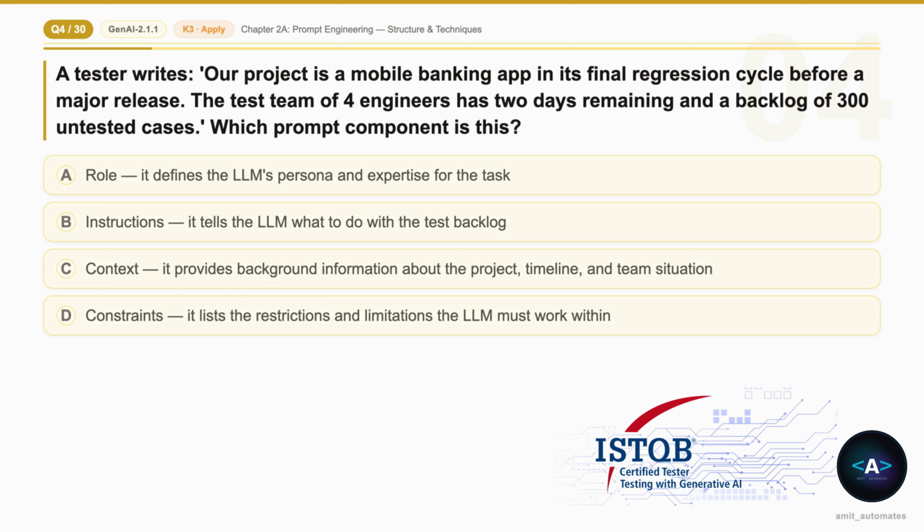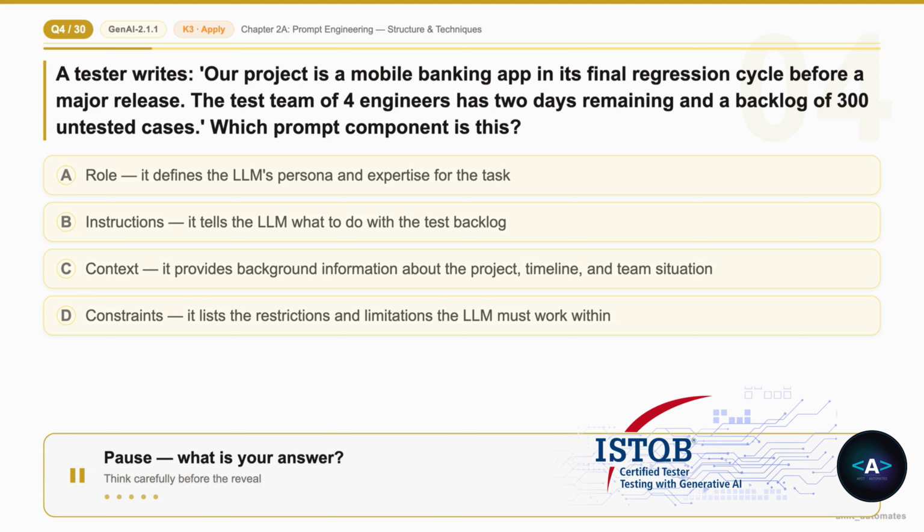Your options are A. Role. It defines the LLM's persona and expertise for the task. B. Instructions. It tells the LLM what to do with the test backlog. C. Context. It provides background information about the project, timeline, and team situation. D. Constraints. It lists the restrictions and limitations the LLM must work within. Take a moment. What is your answer?